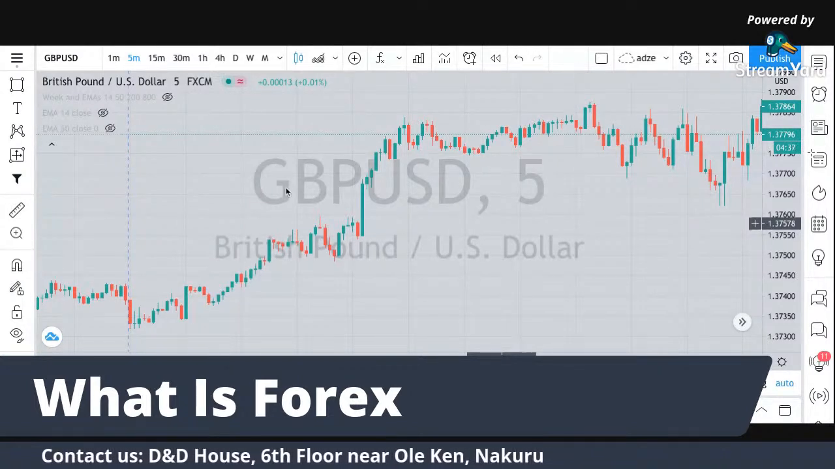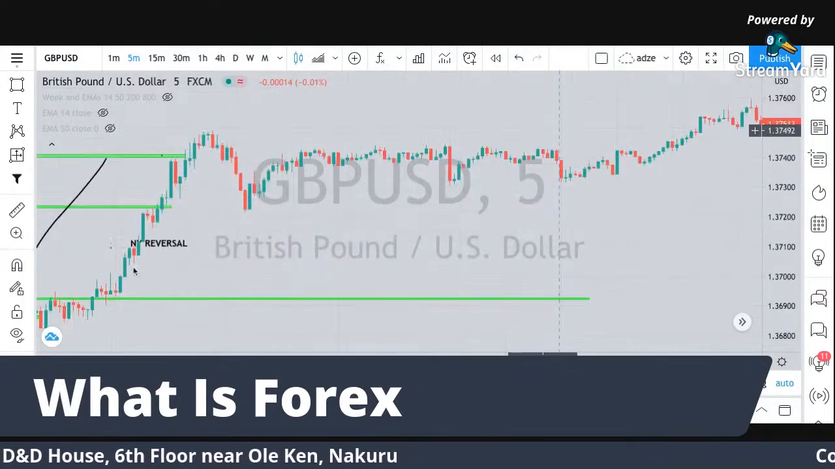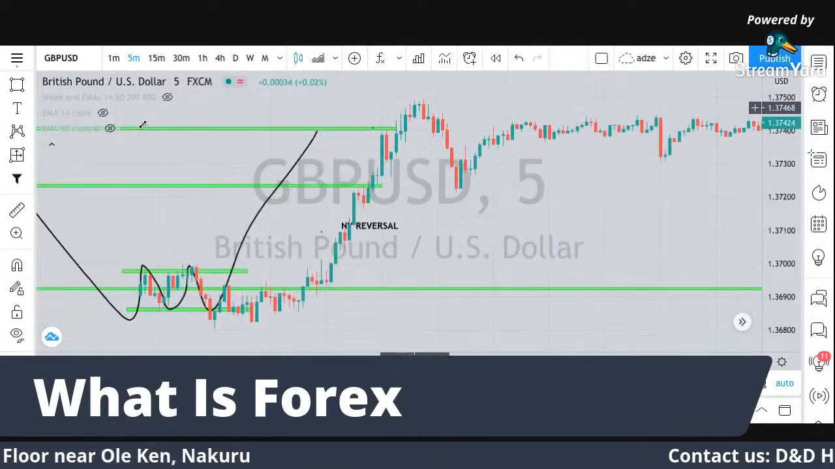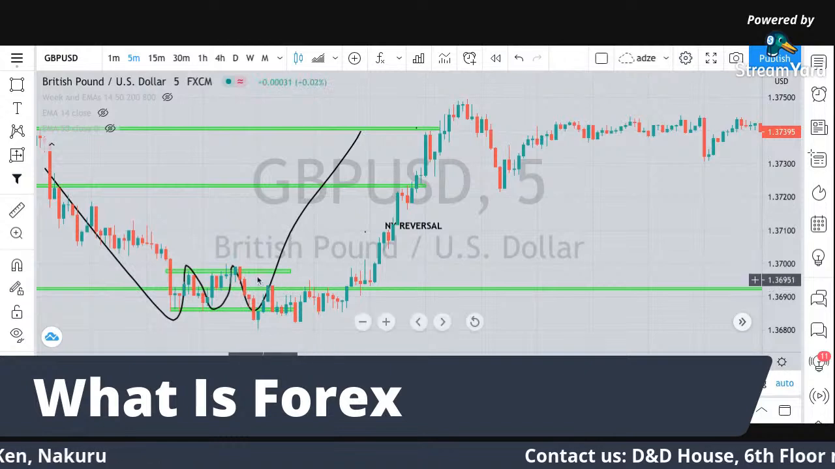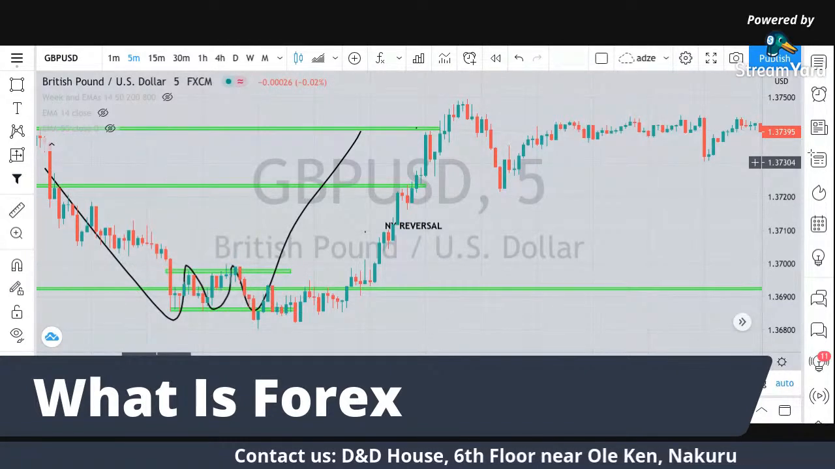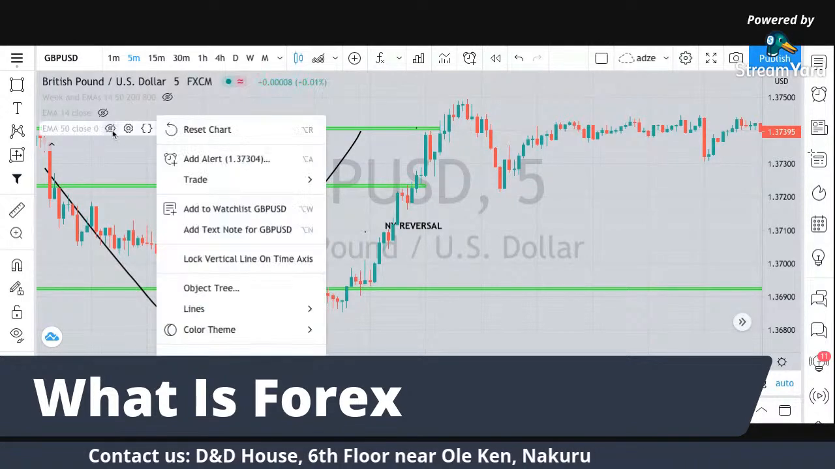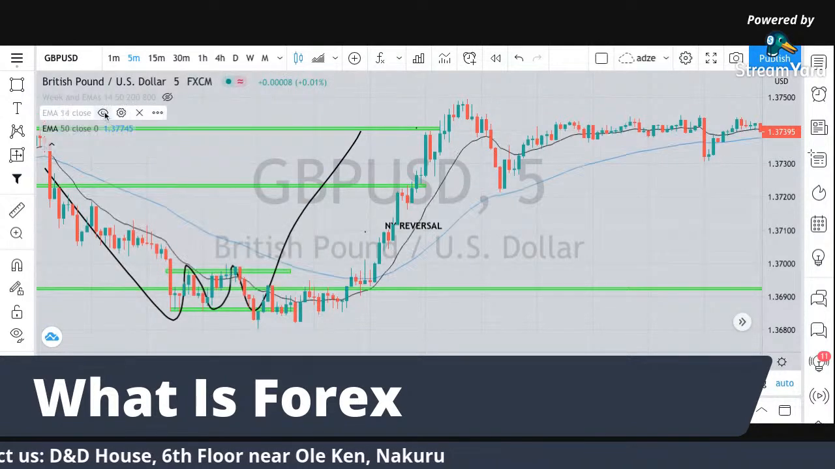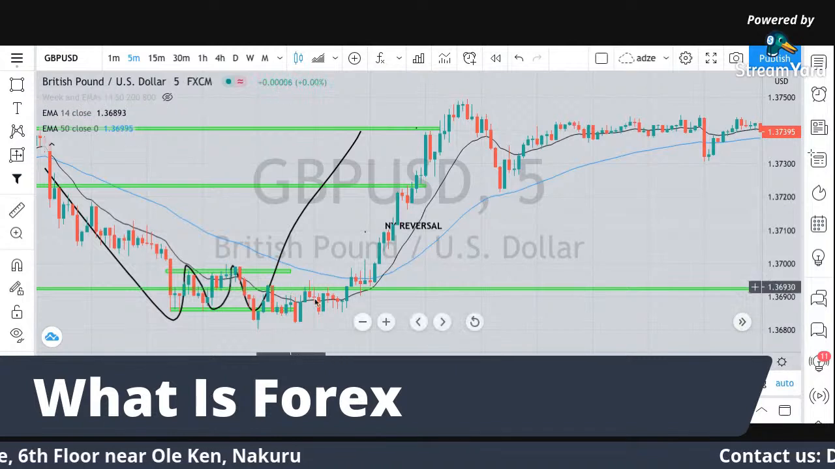Yesterday was the 8th. Now, this is the consolidation. I usually use the EMAs for entries, that is the 14 and the 50. Now, this is the accumulation.